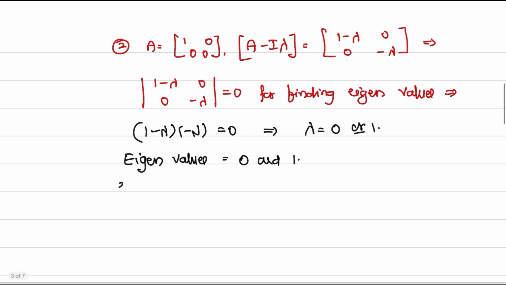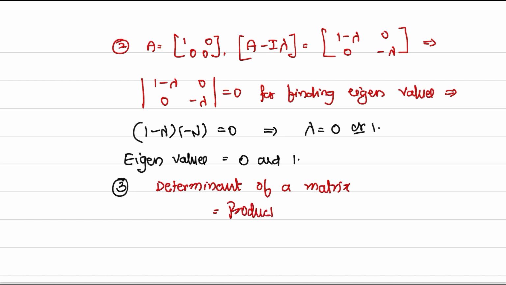Next, the determinant of the matrix is the product of the eigenvalues. You see how we are getting all the properties. In this only you will learn everything. Determinant of a matrix is equal to product of eigenvalues. That is equal to 1 into 0 is equal to 0.